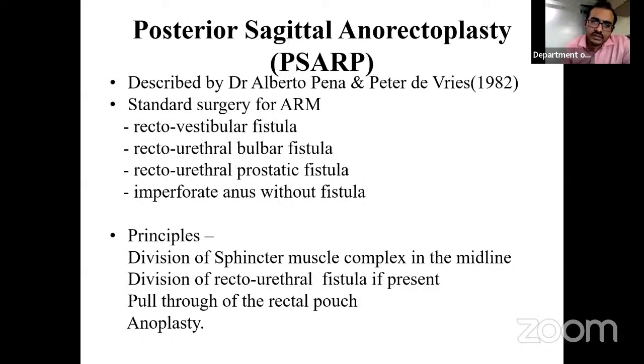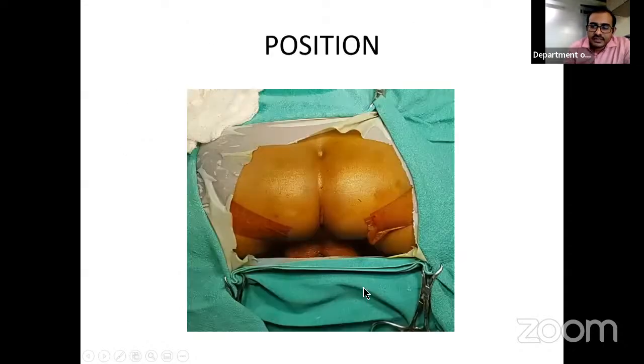It can be done in almost all ARM except high ARM, where an abdominal approach is required. So rectovestibular fistula in females, rectourethral bulbar fistula and rectourethral prostatic fistula in males, and imperforate anus without fistula. In all these conditions, we can do this surgery. The patient is given prone position. The principles are division of the sphincter muscle complex in the midline, then division of the fistula if present, then pull through of the rectal pouch and anoplasty.